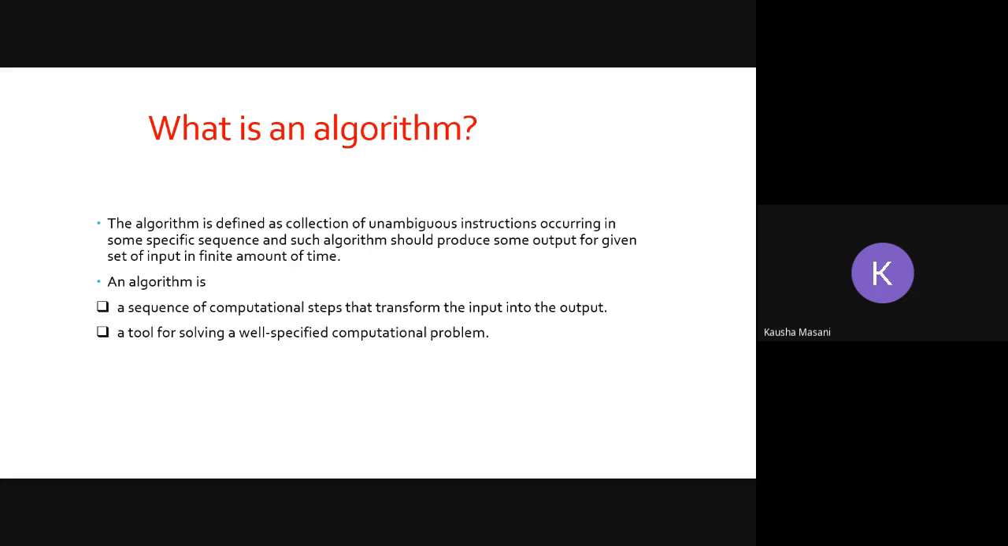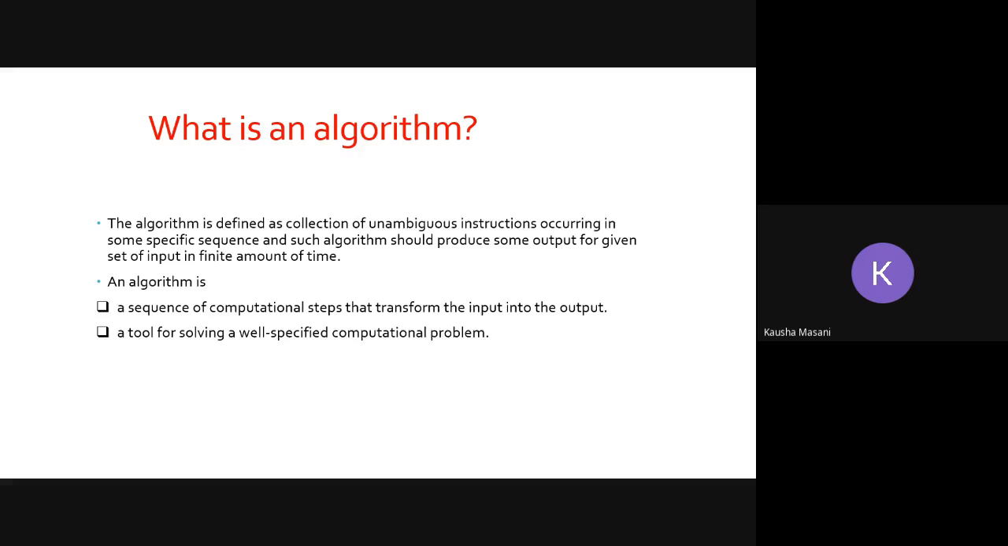Because see, most of your algorithms, most of your higher programs, are going to contain loops, right? It can be a for loop, a while loop, or a do while loop. But there shouldn't be a case that the loop is endlessly running. Ambiguity should not be there, right? So unambiguous instructions occurring in a specific sequence. Of course, it should be in a specific sequence, right?